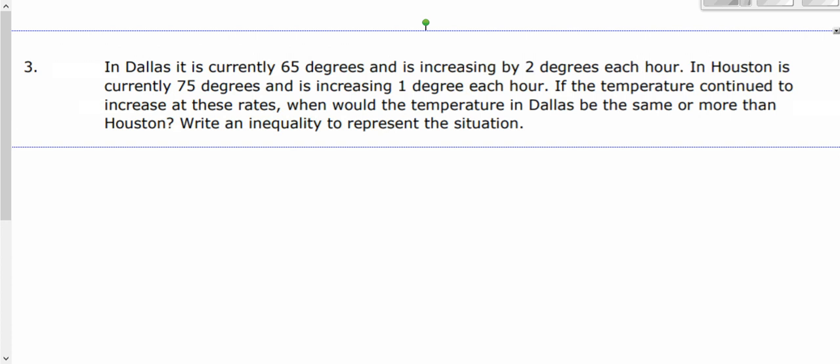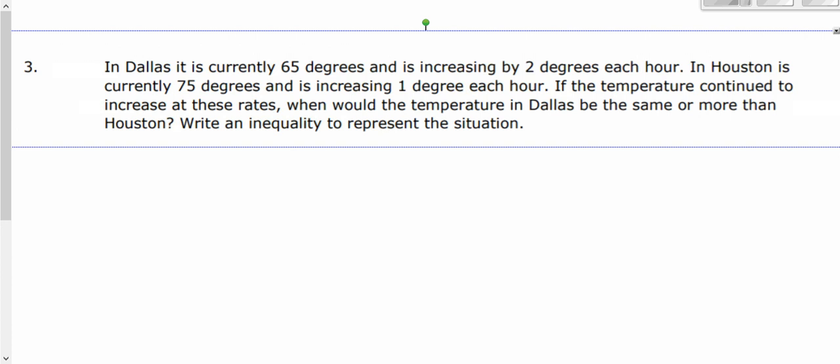Number 3, in Dallas it is currently 65 degrees and it is increasing by 2 degrees each hour. In Houston, it is currently 75 degrees and is increasing 1 degree each hour. If the temperature continued to increase at these rates, when would the temperature in Dallas be the same or more than Houston? Write an inequality to represent the situation.